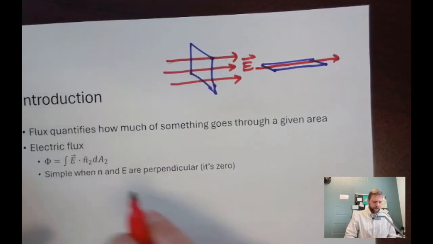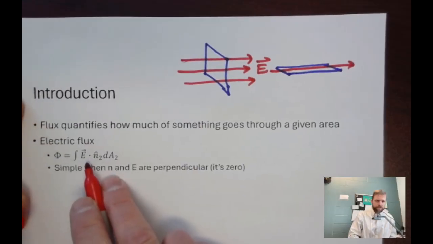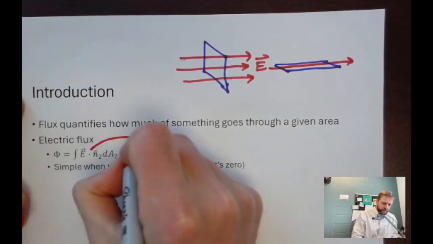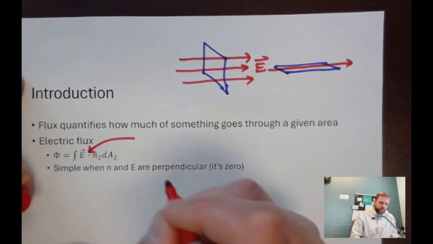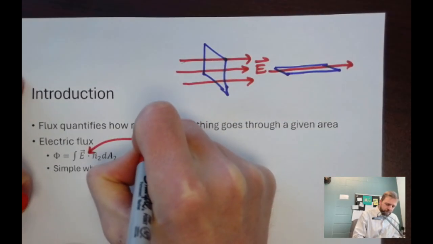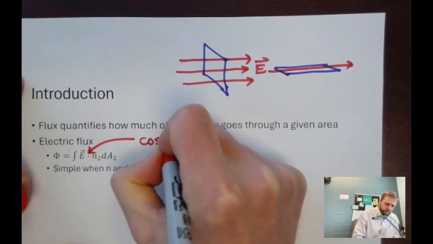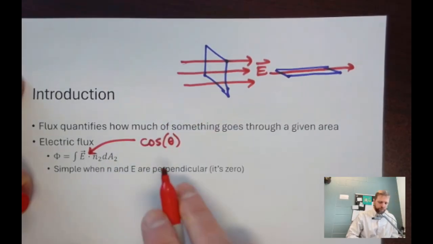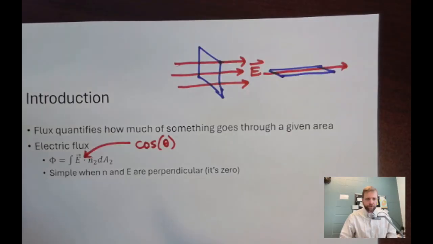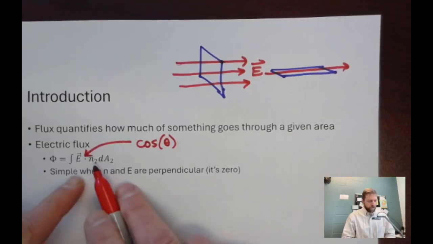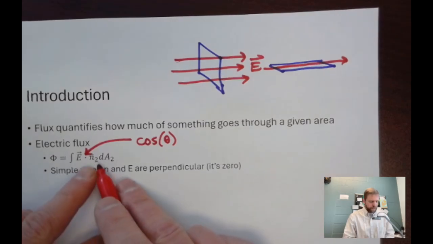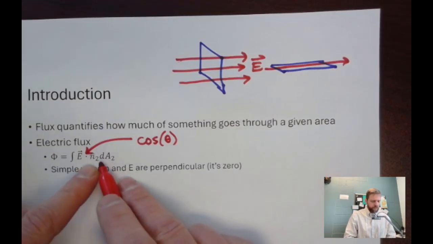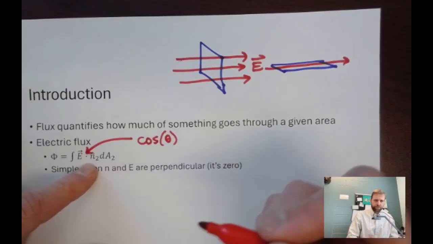Okay, so just as a reminder, for the dot product, this means that we take the cosine of the angle that separates the two vectors. All right, so let me explain real quick what this n term is. This is the direction for the area vector.